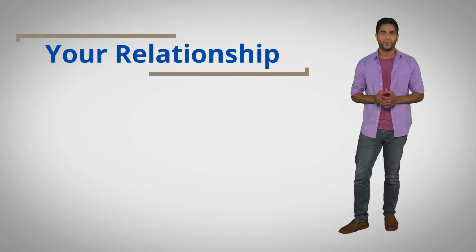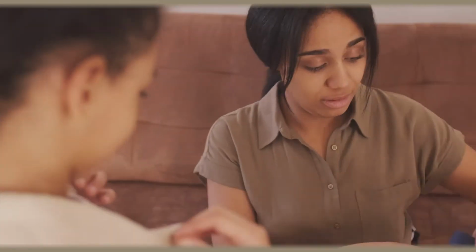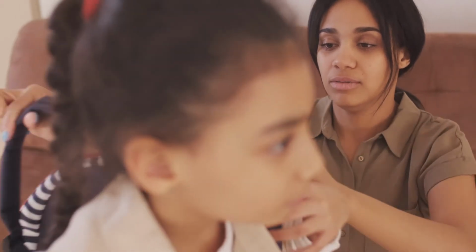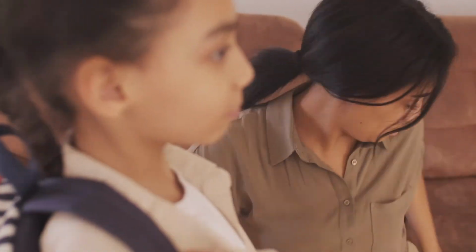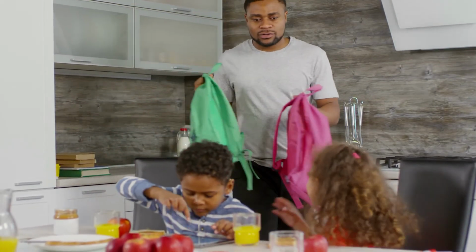The third category is your relationship with the other party or parties. Consider how well you communicate with the other party or parties, and whether you can work together safely and effectively. Can you minimize disruptions to your child's life? Will you shield your child from family conflict?